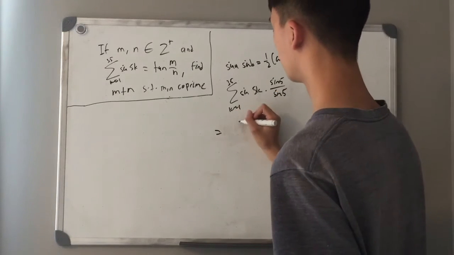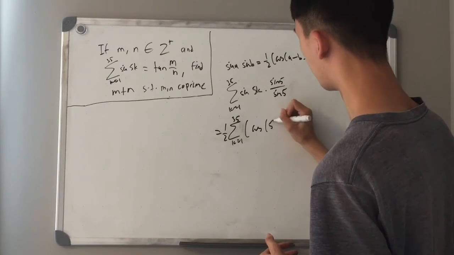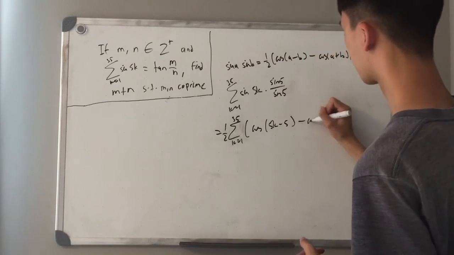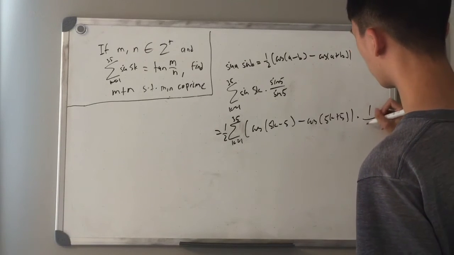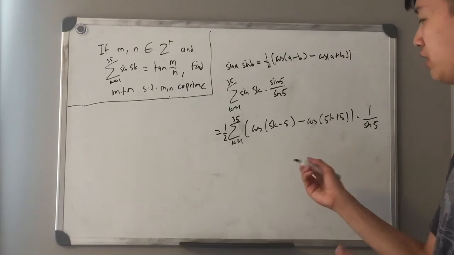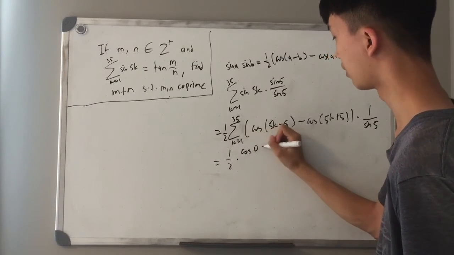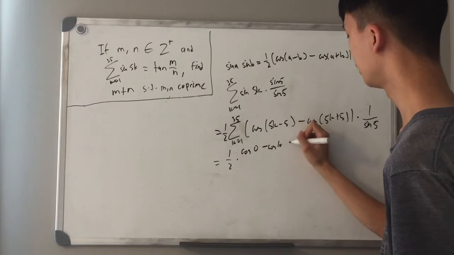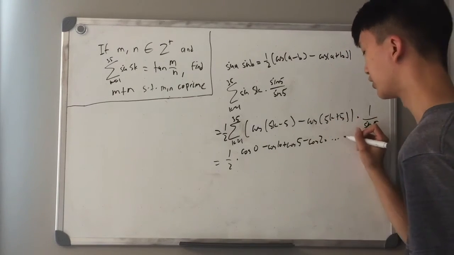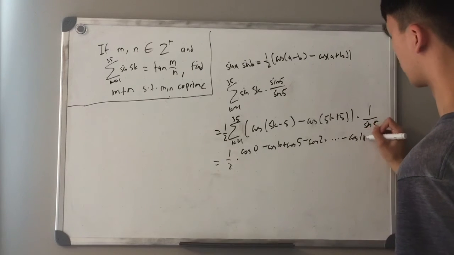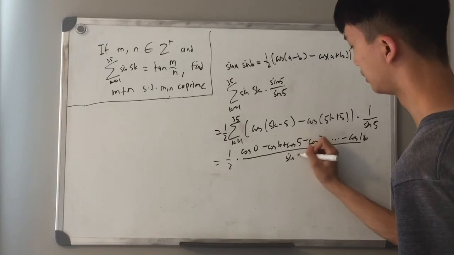This is then equal to the sum of 1 over 2 times the cosine of 5k minus 5 minus the cosine of 5k plus 5. Now all this is being multiplied by 1 over the sine of 5. So now this turns into 1 over 2 times the cosine of 0 minus the cosine of 10 plus the cosine of 5 minus the cosine of 20, all the way on to minus the cosine of 180, all of this being divided by the sine of 5.